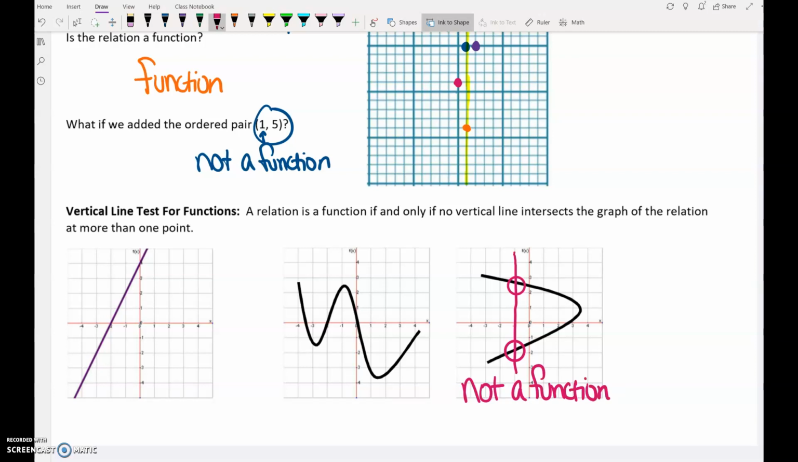The one on the left, you could put any number of vertical lines through here. Each vertical line is only going to touch 1 point at a time. So this one is a function. What do you think about the middle one? Function. It is a function.